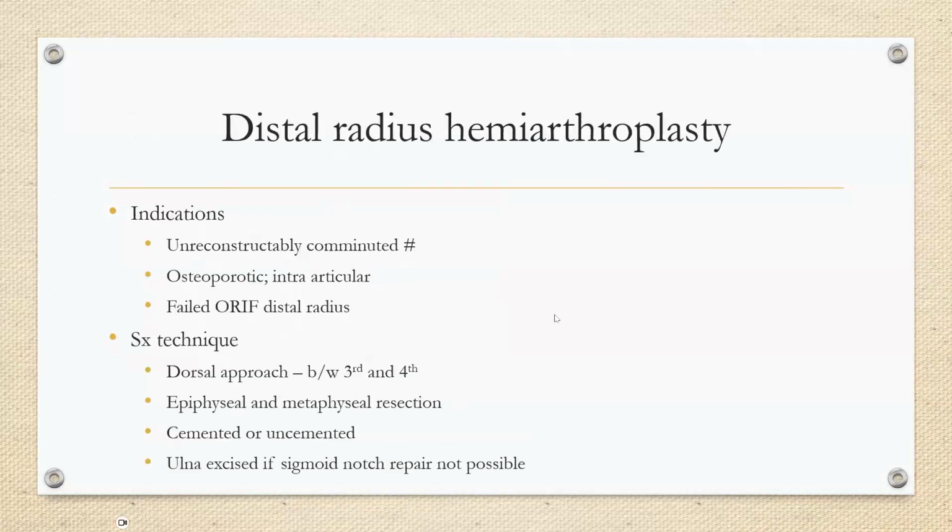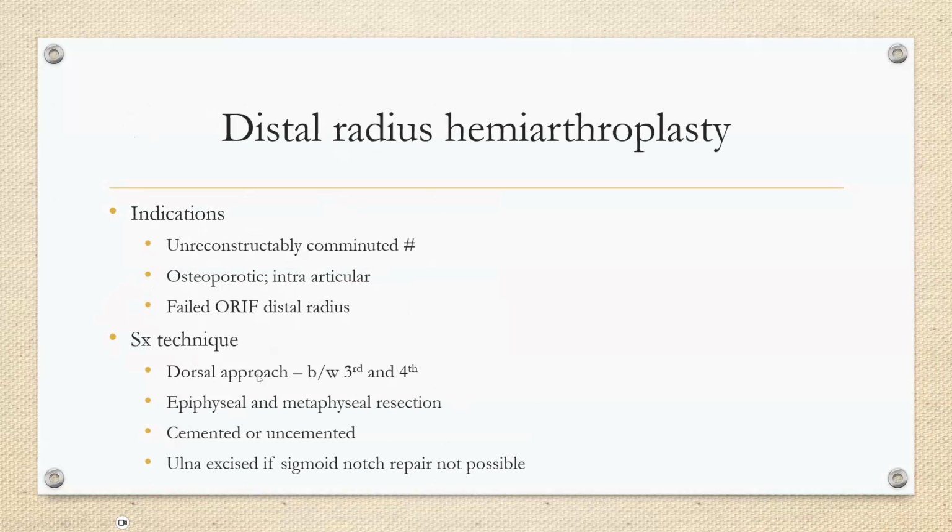Another possible implant is distal radius hemiarthroplasty. Again, very limited indications, primarily reserved for unreconstructably comminuted fractures and severely osteoporotic bones with intra-articular extensions, or cases with failed distal radius ORIF.